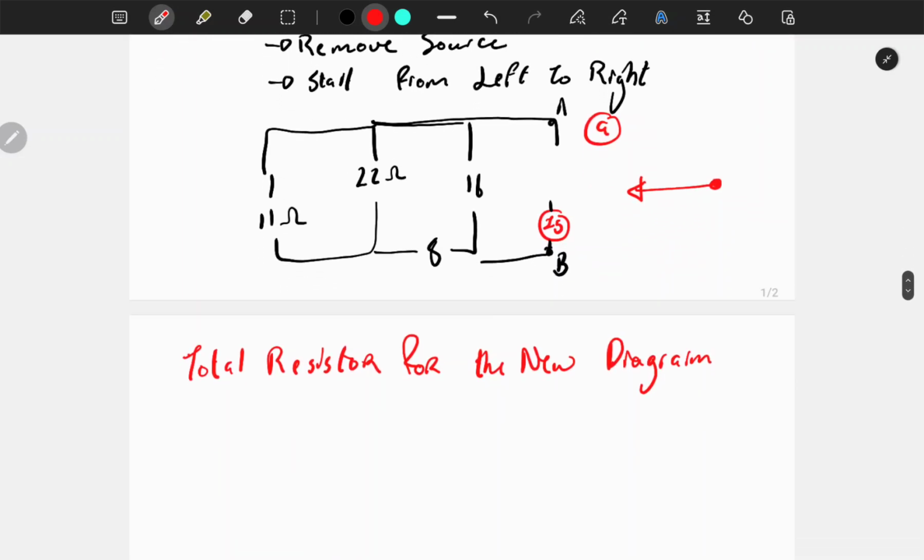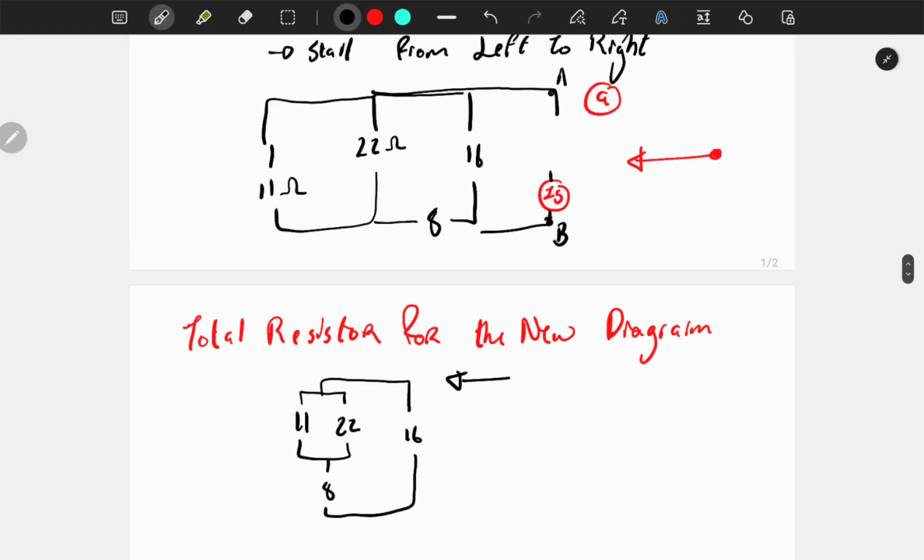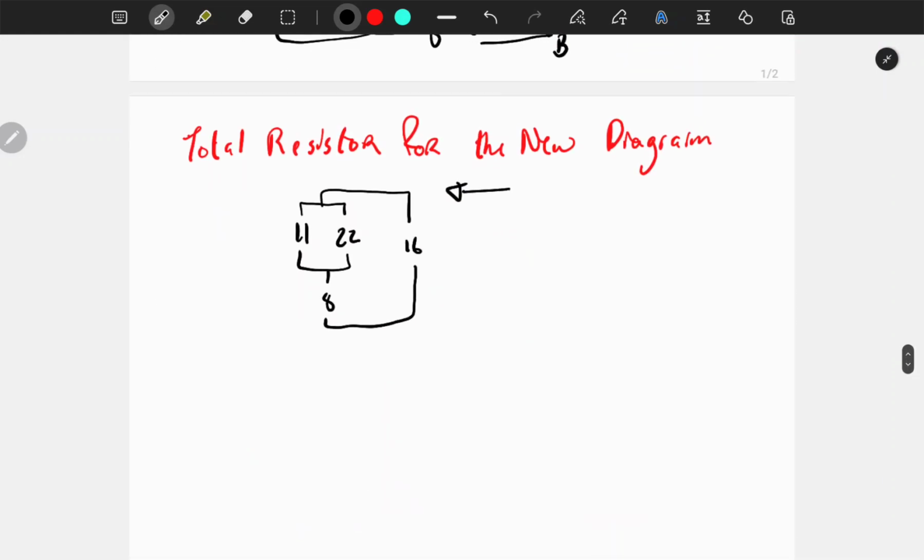So the total resistor for this diagram is going to be, so we have 11 in parallel with 22, and then it's in series with 8, and then 16. So for exam purposes, you could draw it 3 or 4 times. Okay, you could redraw the same diagram as many times as you need or like.